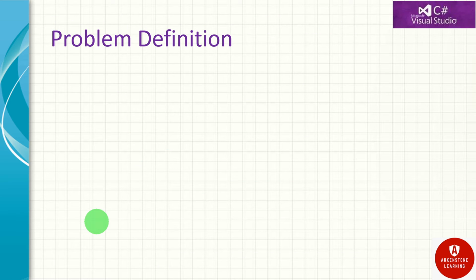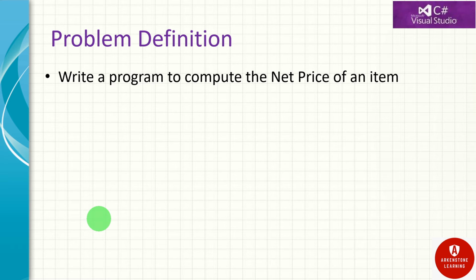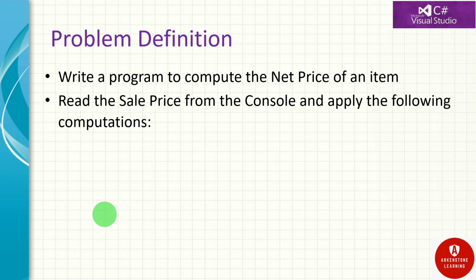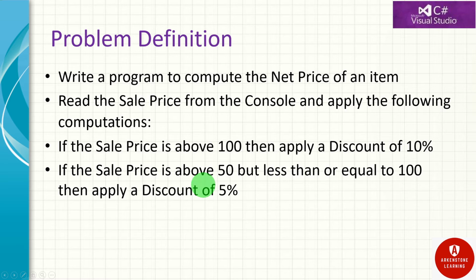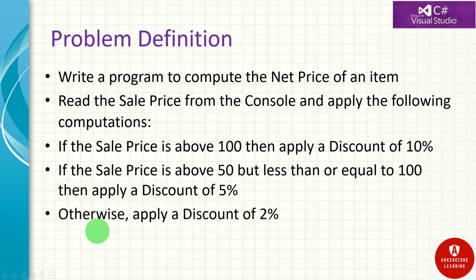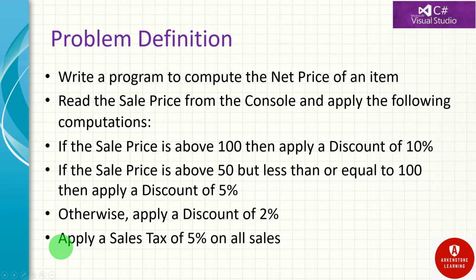Let's look at a problem which uses the switch statement. We will continue with our previous problem where we compute the net price of an item. We read its sale price from the console and apply computations: if the sale price is above 100, then we apply a discount of 10%. If the sale price is above 50 but less than or equal to 100, then we apply a discount of 5%. Otherwise, we apply a discount of 2%, and we apply a sales tax of 5% on all the sales.